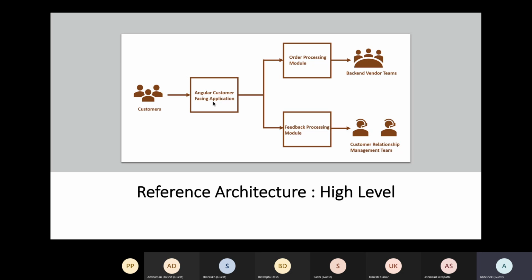Instead of going to a web app, I can host it in my S3 bucket. Sorry, I'm talking about Azure. I can host it in my blob storage as static hosting, and I can save cost. That is the reason I picked Angular hosting. I'm pretty sure you're aware of these hosting mechanisms since you're working on serverless. This is a standard followed. We have an order processing module that talks to the backend vendor teams. We have a feedback processing module that talks to the customer relationship management team. So this is the high level architecture.